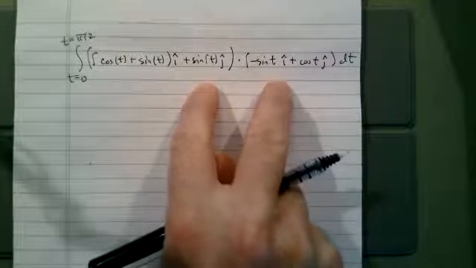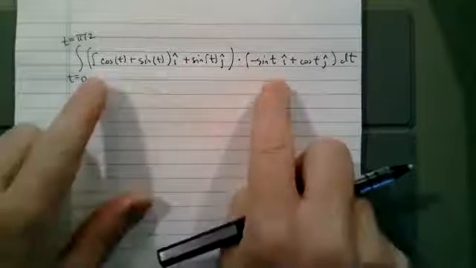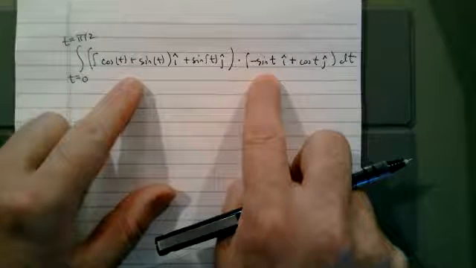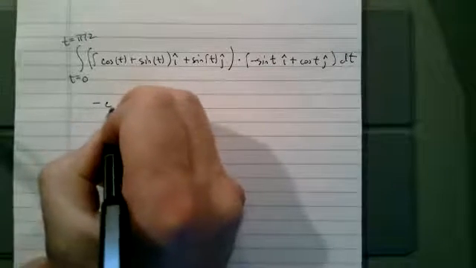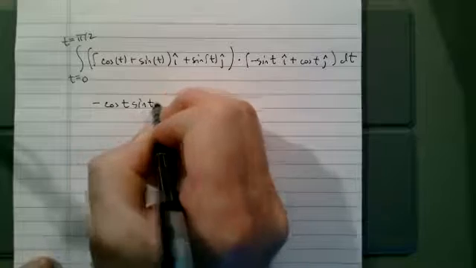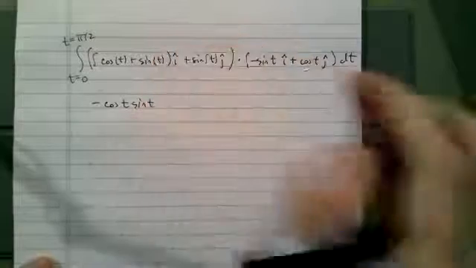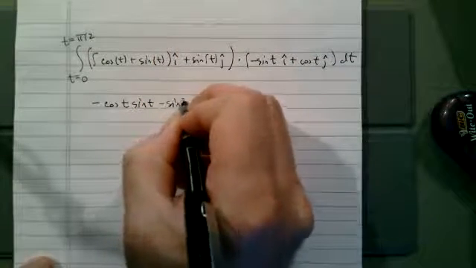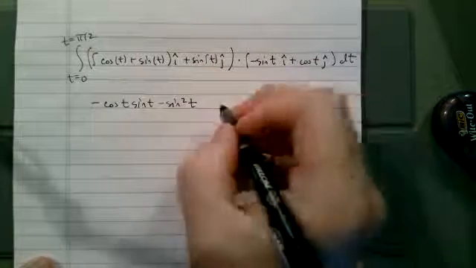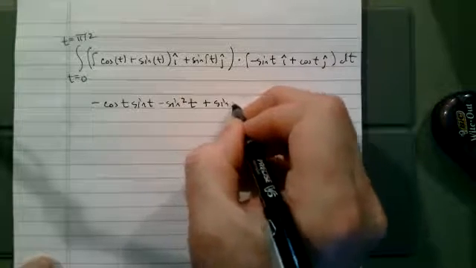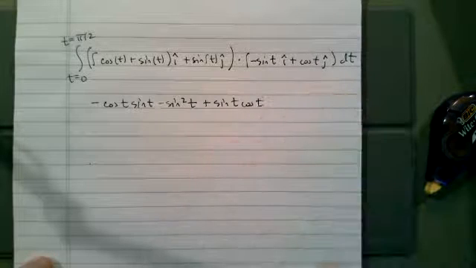So this is a dot product. Before we integrate, we should figure out what this dot product is because that will give us a scalar. So let's calculate that. We multiply the i's, so I have minus cosine t sine t plus sine squared t. So minus cosine t sine t plus sine, minus, yikes, minus sine squared t plus sine t cosine t. That's fine. So that's the dot product.